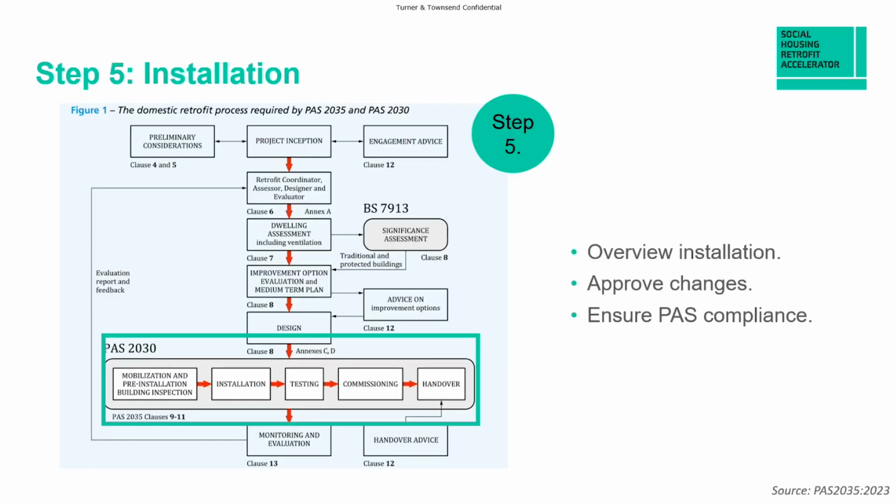The next stage in this process is installation. The main role here is for the retrofit coordinator to have oversight of the works on site as they're going through. So things like, your contractor would have had a specification. Sometimes you give them a performance specification and sometimes you give them a very detailed specification of what products or materials you want to use.